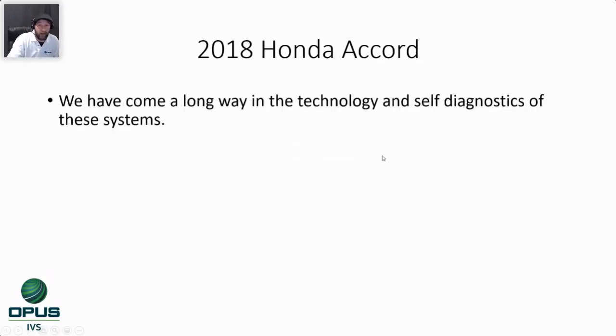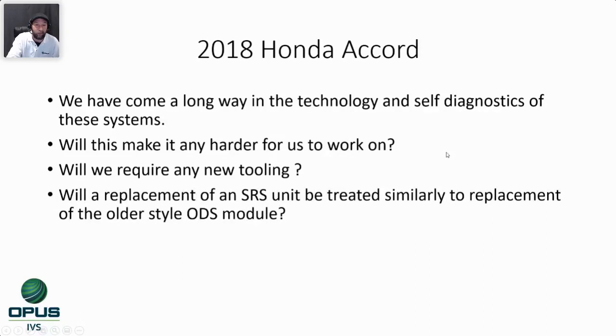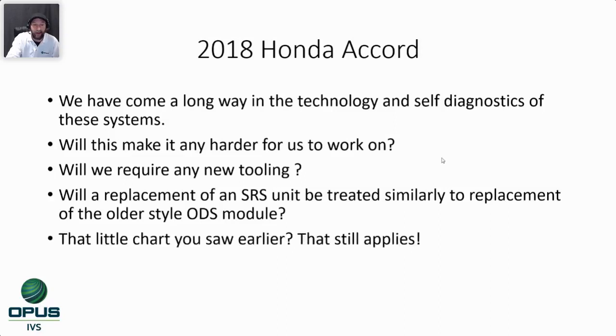We've come a long way in the technology and self-diagnostics of these systems. Will it make it any harder for us to work on? Are we going to require any new tooling? Will a replacement of an SRS unit be treated similarly to the replacement of the older style ODS modules? And that little chart that you saw earlier, the one that said Job Aid C, that still applies. That is the most up-to-date chart that they have available.